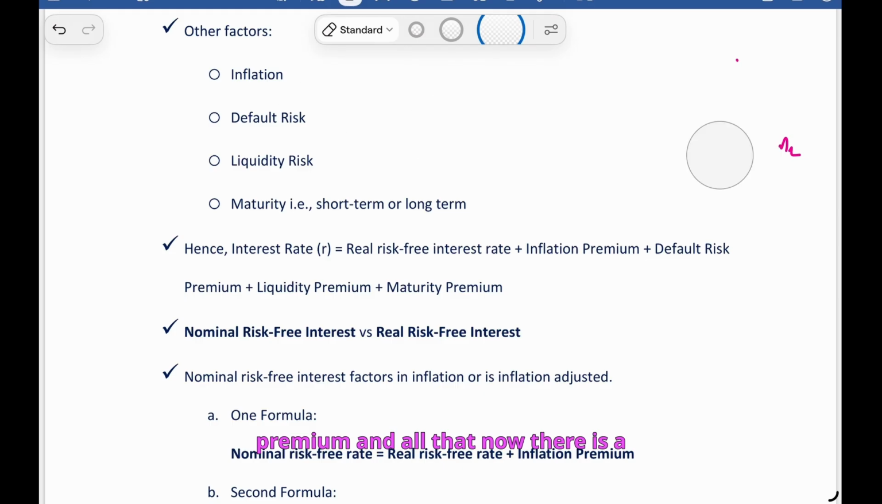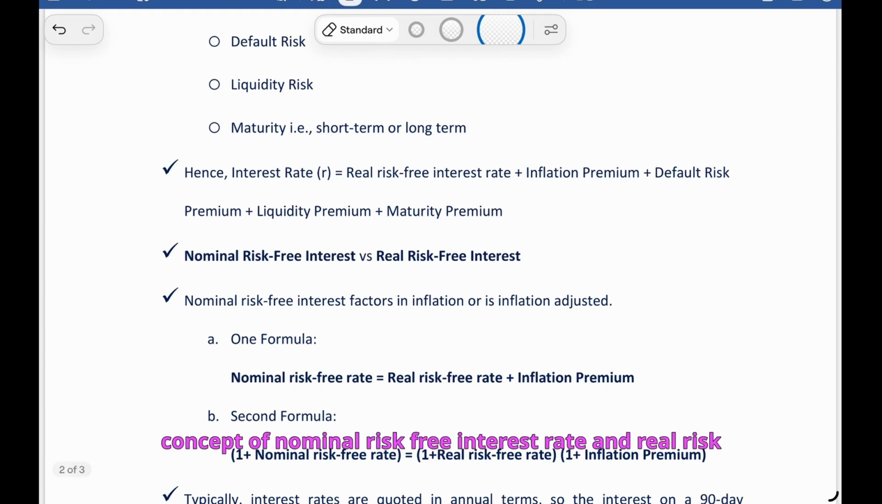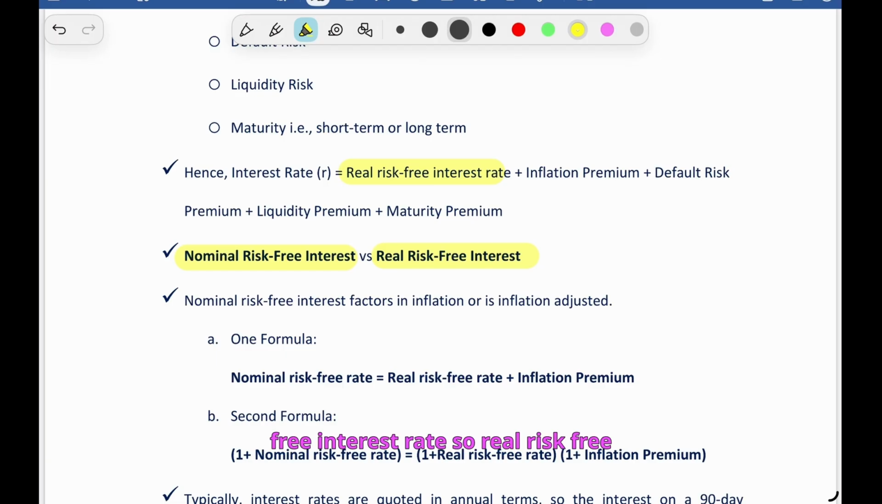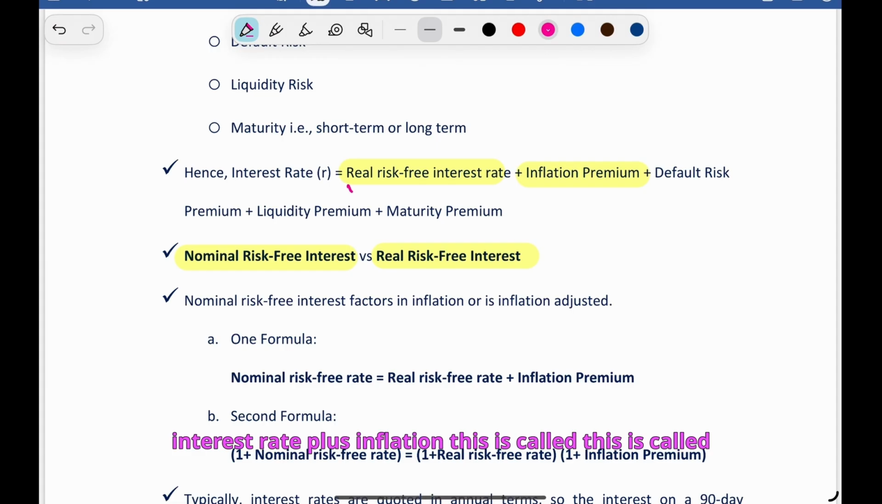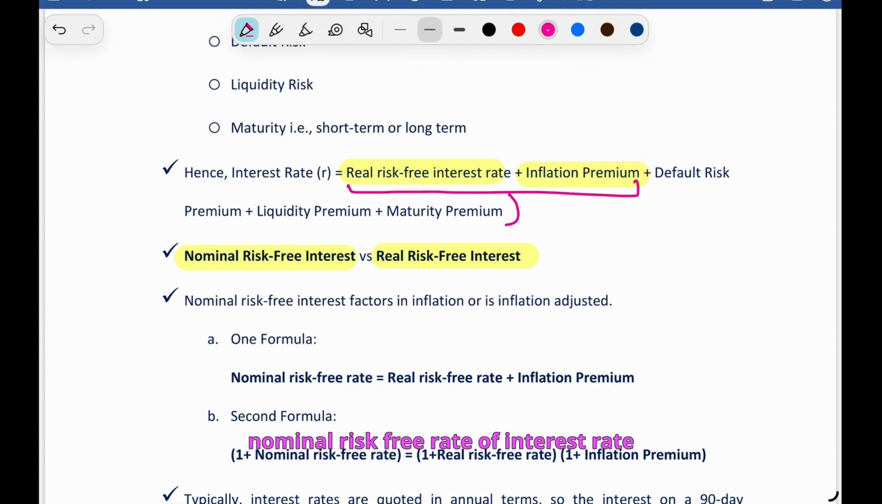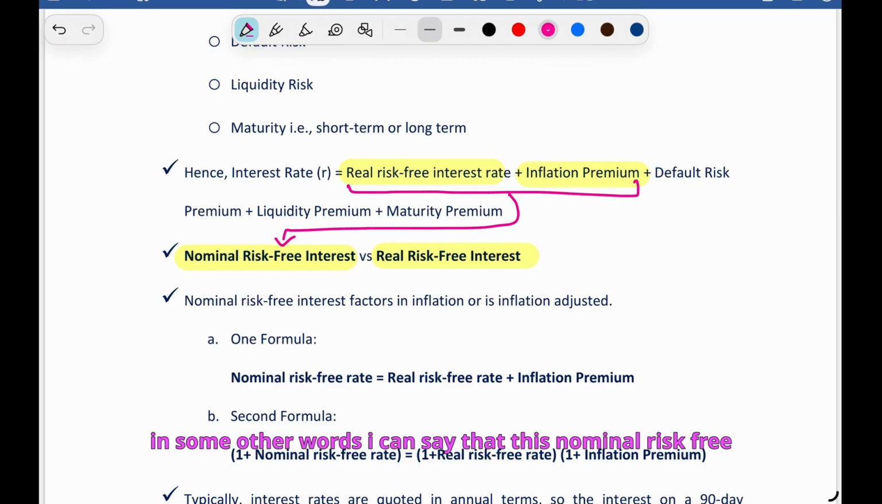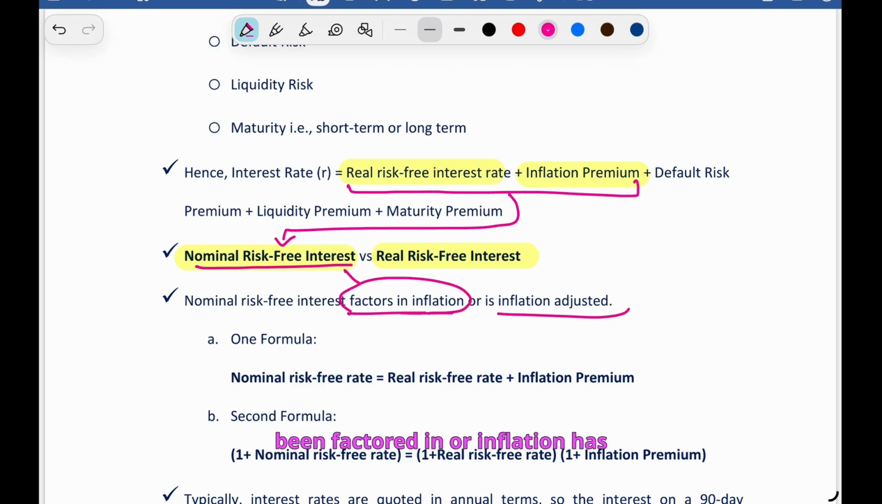Now, there is the concept of nominal risk-free interest rate and real risk-free interest rate. So, real risk-free interest rate plus inflation is called the nominal risk-free interest rate. In other words, the nominal risk-free interest rate is the interest rate in which inflation has been factored in, or accounted for, or adjusted for, right?